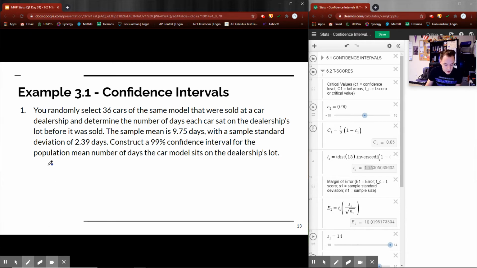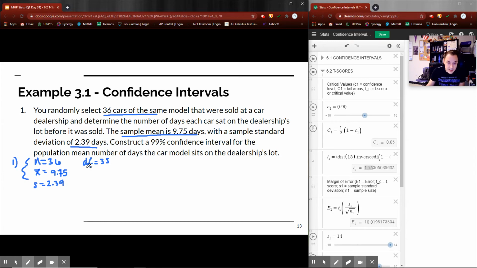Okay, so let's see that this is n, so 36. So that's my n. The first step that I want to do is start listing this stuff out. So first of all, I have n equals 36. The sample mean is 9.75, so that means my sample mean equals 9.75. My sample standard deviation, s, equals 2.39. My degrees of freedom would be, of course, 35, which is 36 minus 1.